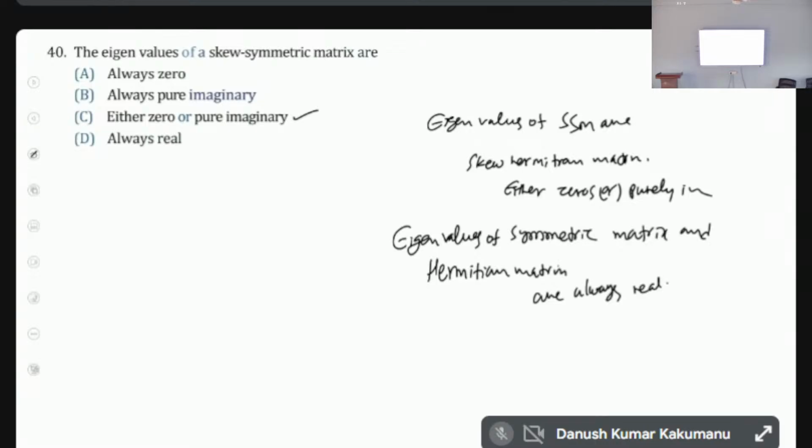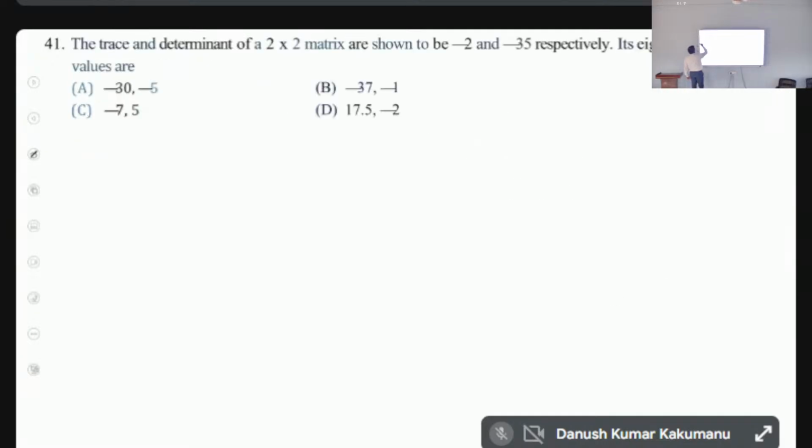Yeah, coming to next. What is the next question? Eigenvalues of a skew symmetric matrix are either zeros or purely imaginary. Next question: the trace and determinant of the matrix are -2 and -35 respectively. Its eigenvalues are? Trace is -2, determinant is -35. What are the eigenvalues?